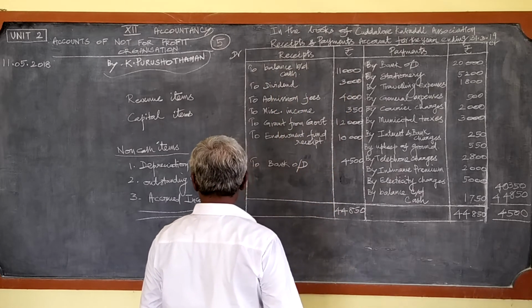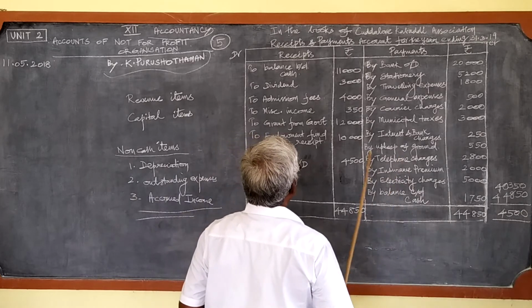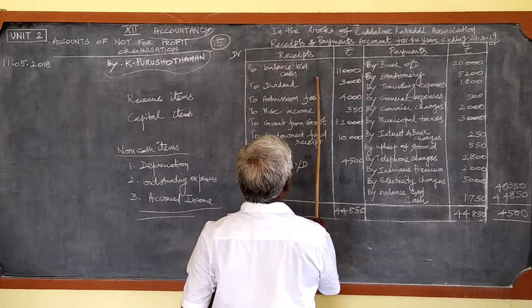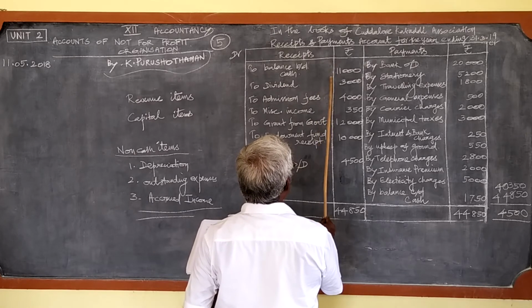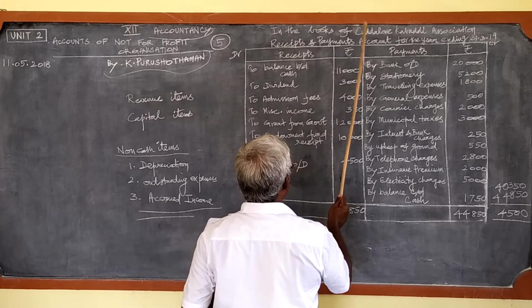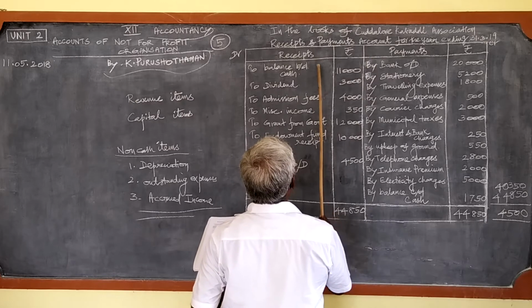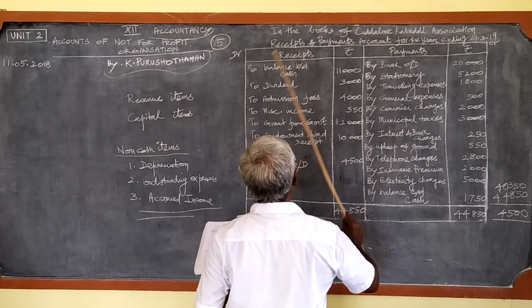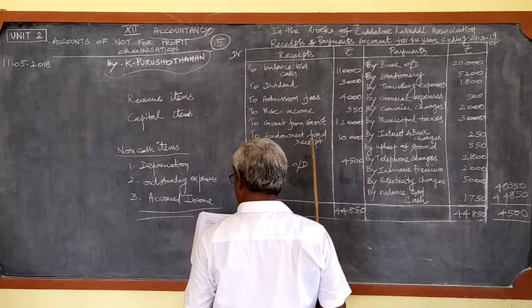The next item is bank overdraft balance. If it is an ordinary balance, here we can write the bank 20,000, 11,000 plus 20,000, 31,000 we can write. But it is bank overdraft. That should not be written on the receipt side. So you write it on the payment side. Okay, the next item.